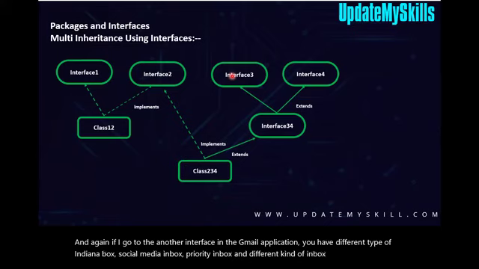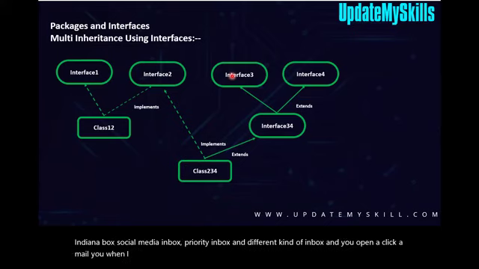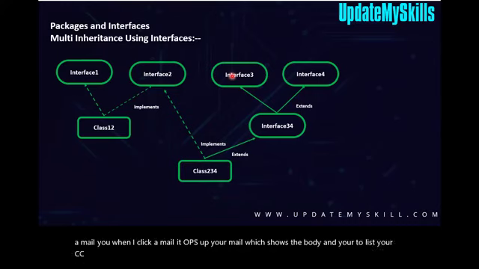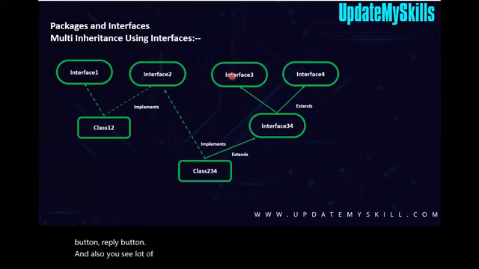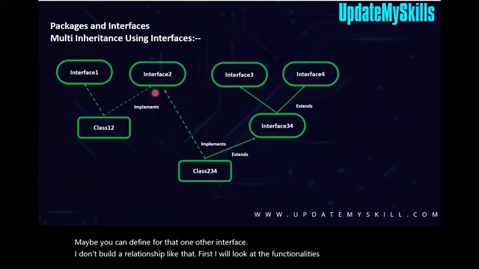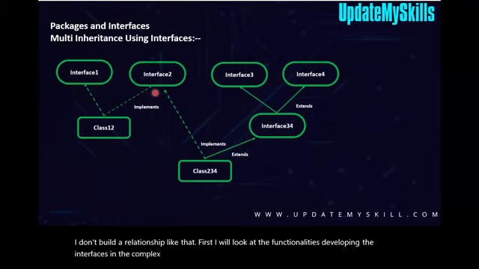When I click a mail, it opens up and shows the body, your To list, your CC list, and all the contents, and you have a reply all button and a reply button, and a lot of other information in your email. Maybe you can define another interface for that one. I don't build a relationship like that first. First, I will look at the functionalities and develop the interfaces in the complex programming structure.